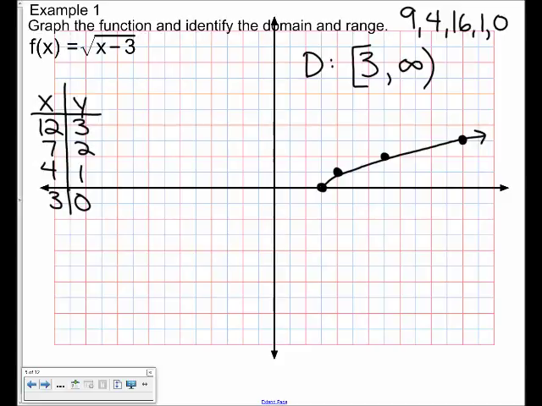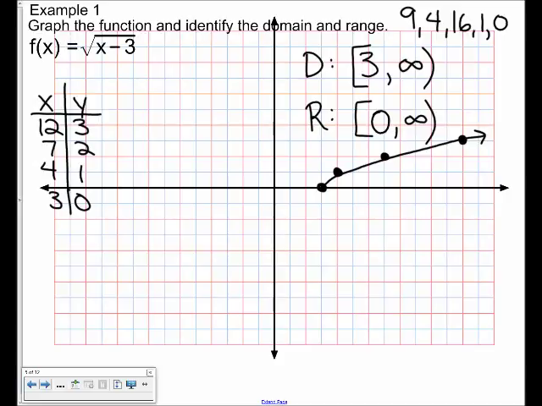Excellent. Here we go. The range. What is my lowest y value? 0. My lowest y value is 0. Does it include that? Is it filled in? Yes. So you have your bracket. Now, I know it's hard to see here. It's slowly increasing, but it's still increasing towards what? Infinity. So my highest y value is going to be infinity with a parenthesis.